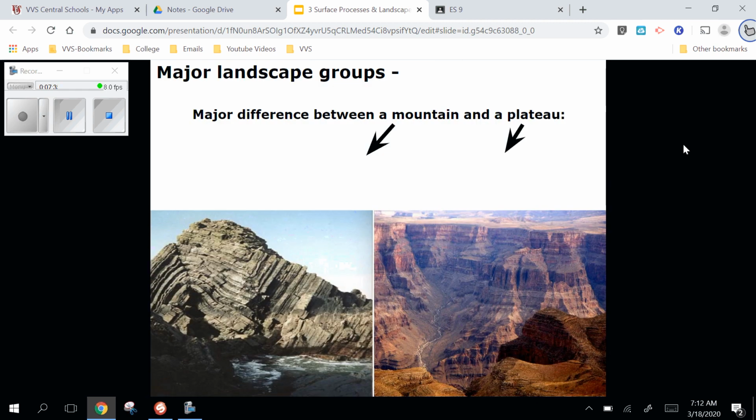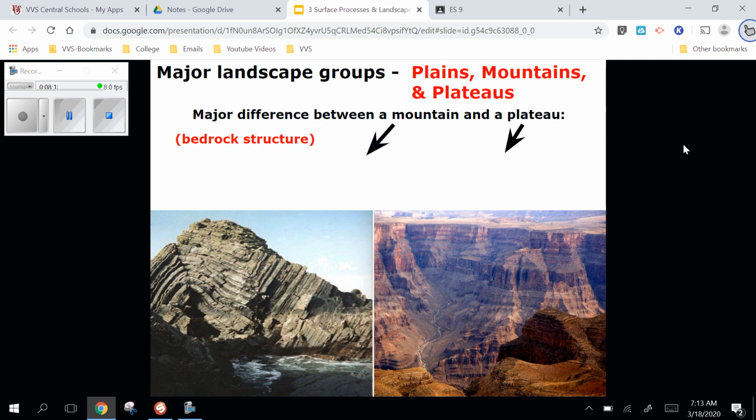All right, major landscape groups. Three major groups of landscapes we break things up into. Plains, P-L-A-I-N-S, not P-L-A-N-E-S. Plains as in flat areas, low-lying areas. Mountains and plateaus. I'm not going to spend a lot of time on plains. I think most people know a very low, flat, wide open area is a plain. Mountains and plateaus can be a little bit more difficult to distinguish. There are a few key differences. If you look at the pictures, they help describe that.